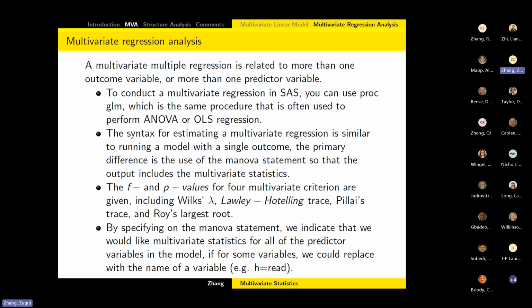So the syntax for estimating a multivariate regression is similar to running a model with a single outcome. The primary difference is that it uses the MANOVA statement so that the output includes the multivariate statistics. They also have multivariate criteria for tests, like the F statistics and the corresponding p-value. By specifying the MANOVA statement, we indicate we would like multivariate statistics for all of the predictor variables in the model.